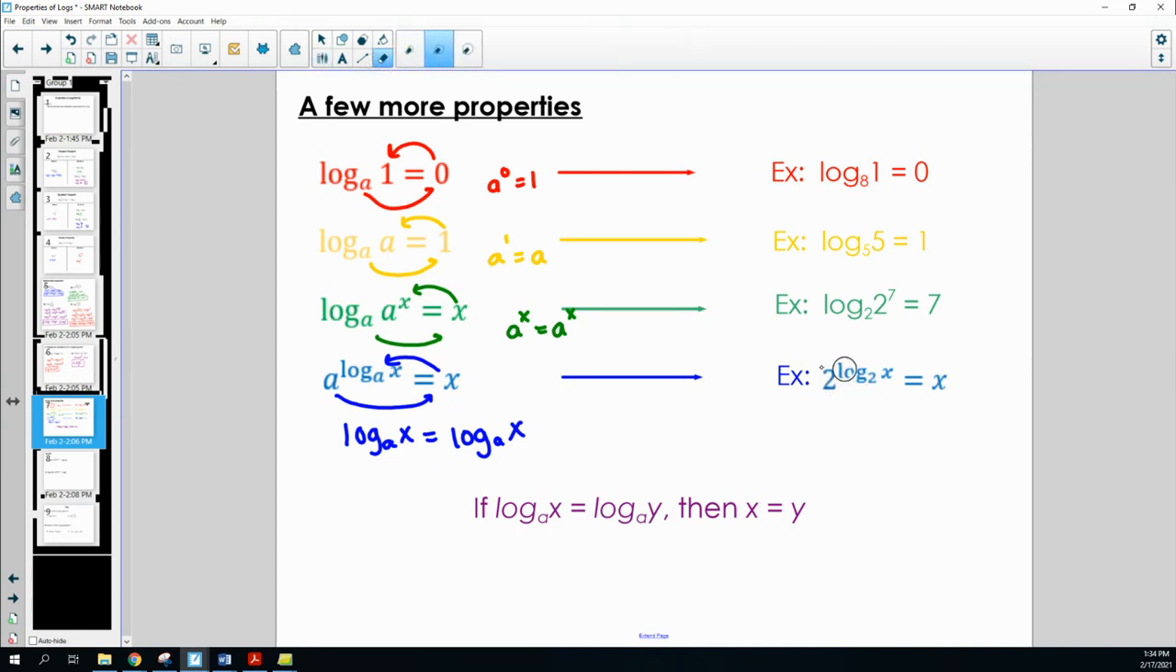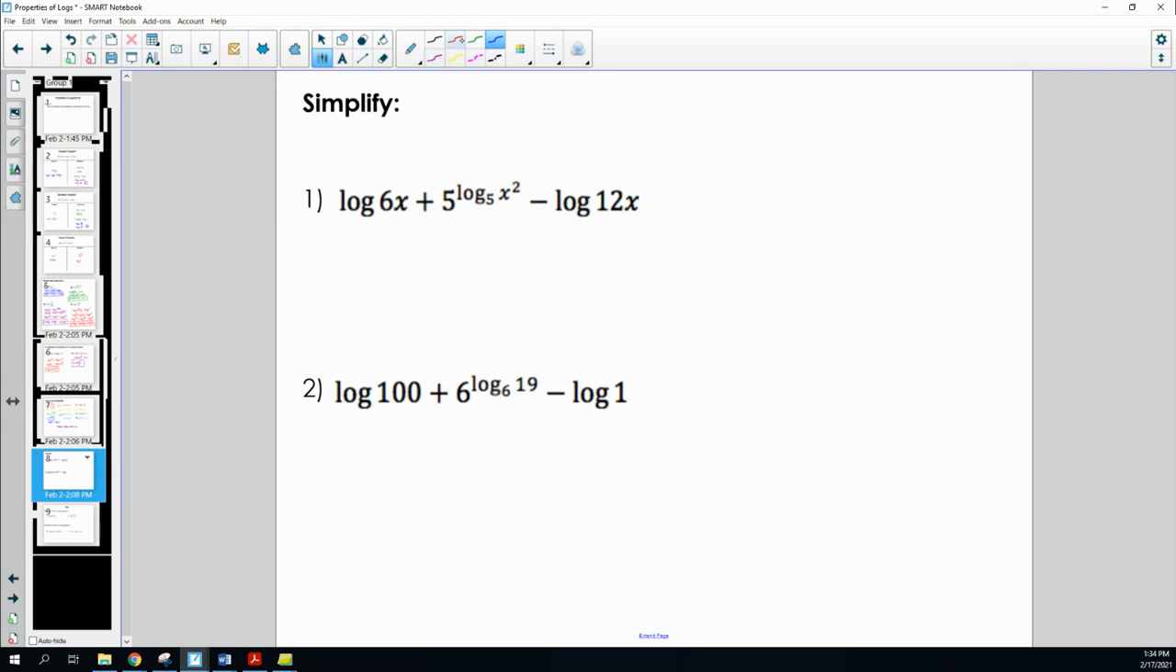Okay, and then lastly, if log base A of x is equal to log base A of y, if they're exactly equal, then x has to equal y, which again makes sense because the bases of the logs are the same. So if the values are equal, the numbers next to the log must also be equal. These properties don't come up as often as the main three, the product, the quotient, and the power. So let's just look at a couple of examples real quick.